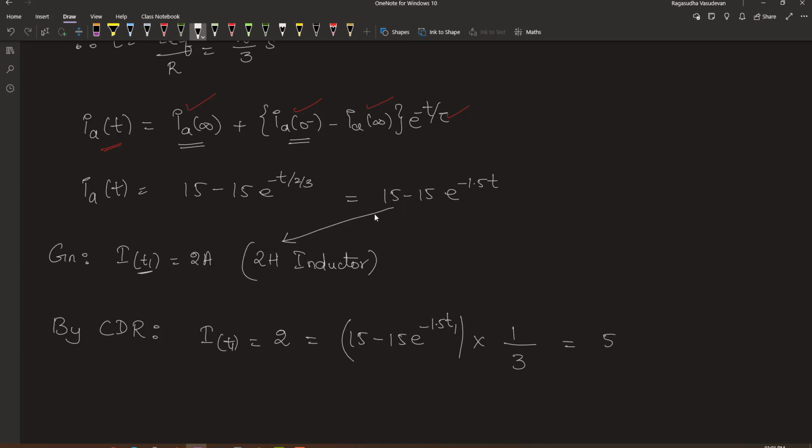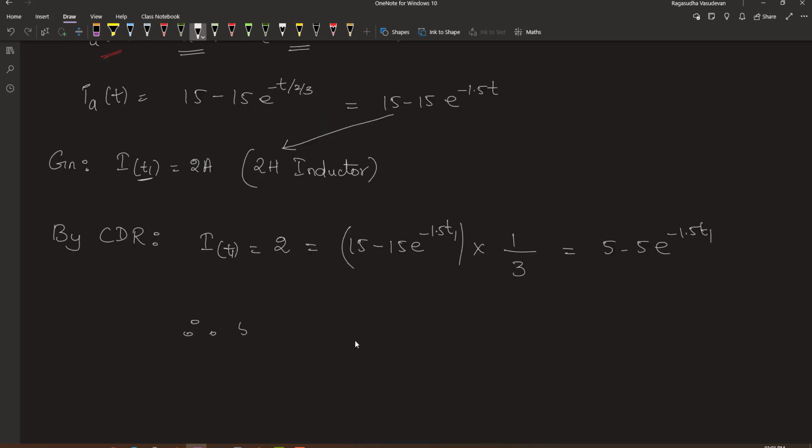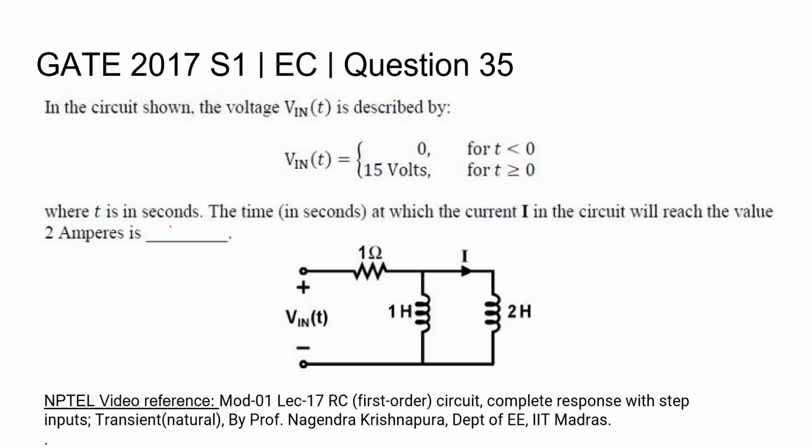This is equal to 5 minus 5 e to the power minus 1.5 t1. Therefore, 5 e to the power minus 1.5 t1 is equal to 5 minus 2, 3 ampere. Therefore, minus 1.5 t1 is equal to the logarithm of 3 divided by 5. Upon solving, we can get the value of the time t1 as 0.34 seconds. So the answer is 0.34 seconds. Thank you.